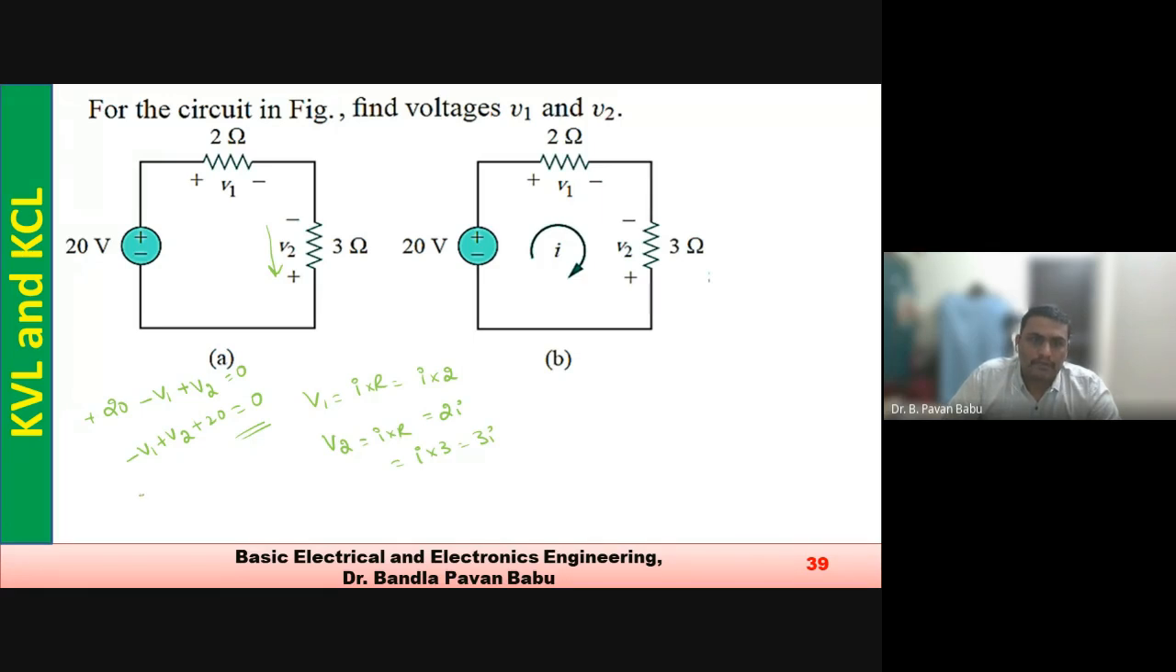So minus V1 is minus 2I plus V2 is 3I plus 20 equal to 0. Okay. So it becomes I plus 20 equal to 0, I equal to minus 20. So this is right, this is fine. You can just substitute this value. And again it is not becoming 0. So let me check with this problem what is wrong here.